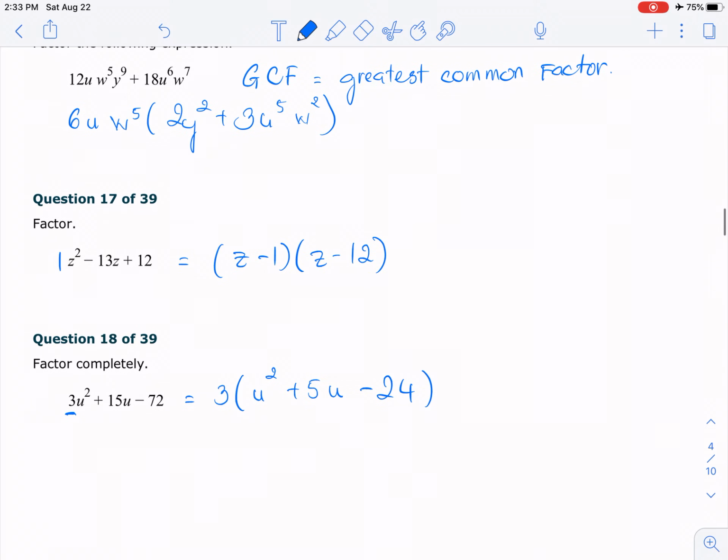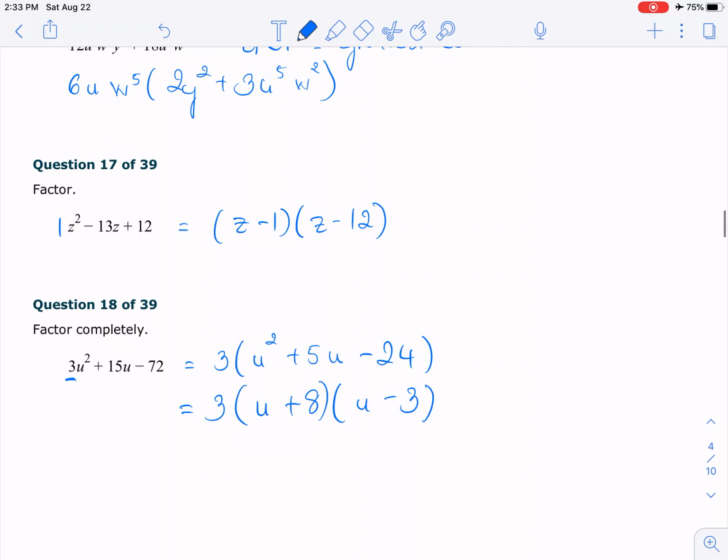And then from here, we pick two numbers. So two numbers, when you multiply, you get negative 24, and when you add, you get positive 5. So in this case, it's going to be u plus 8 and u minus 3. Okay, the most important part, make sure you still have that GCF in your final answer. So in factoring problems, everything is still there. It's just we have it in factor form.